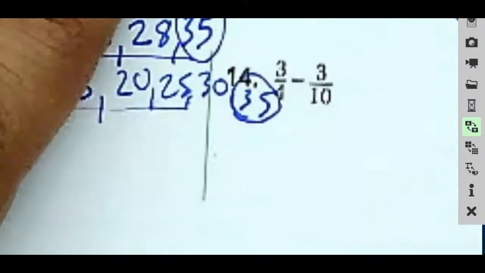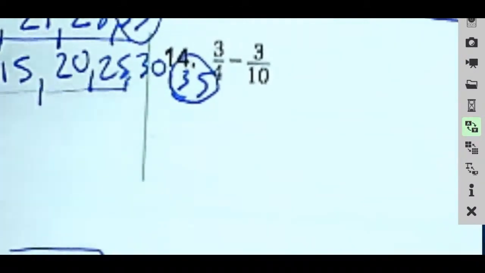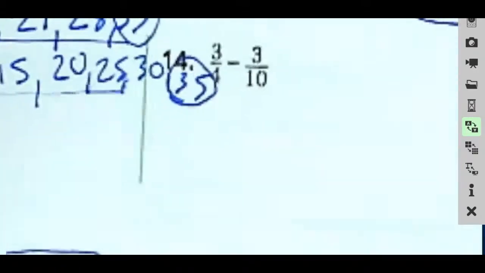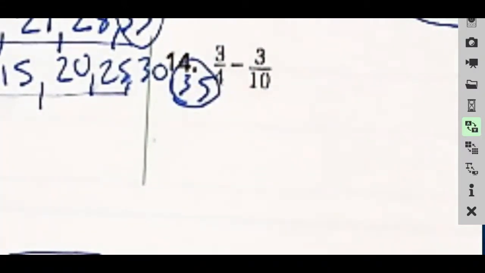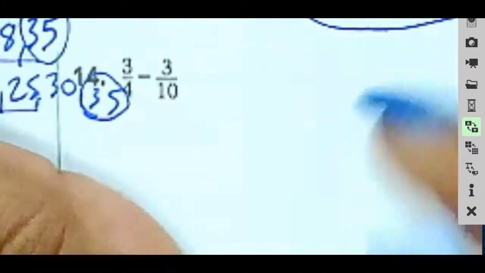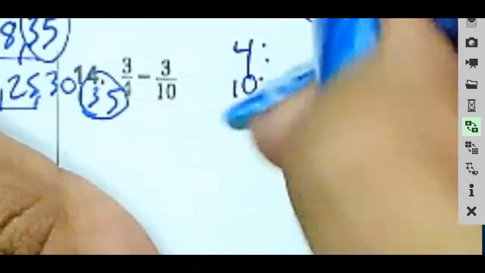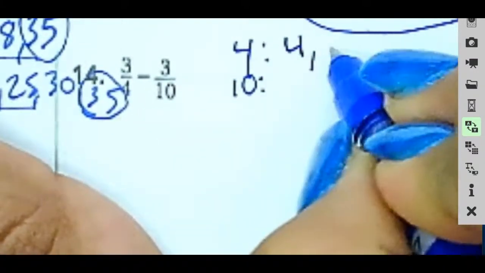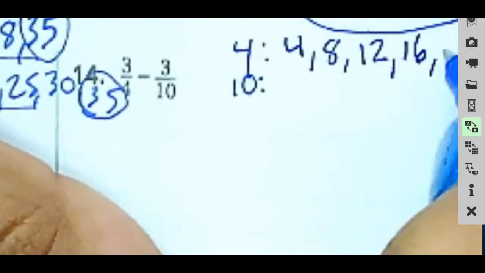Let's see. Okay. So what is my first step? Write the multiples, right? You need to find the multiples of your denominators. Let's see, I have one paper. Okay, I'll try to squeeze it in here. Okay, so our numbers are 4 and 10. So that means that I need to find the multiples of 4 and 10. So let's count by 4s. 4, 8, 12, 16, 20.